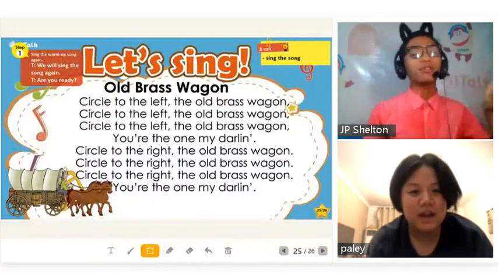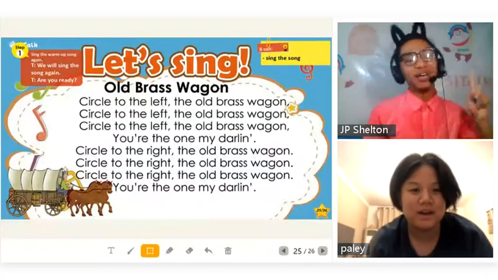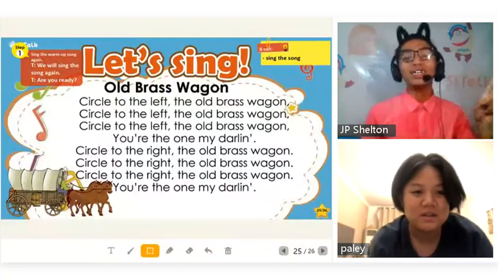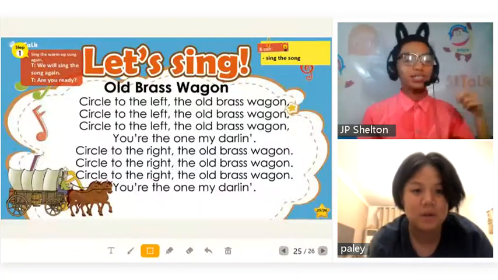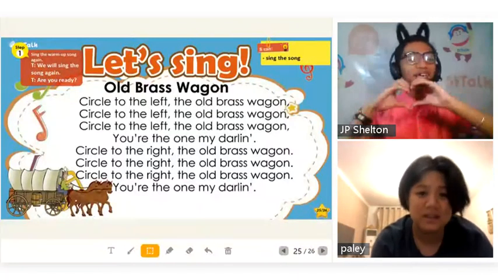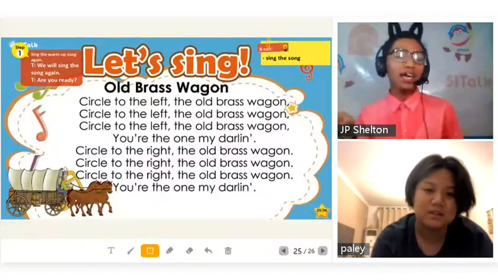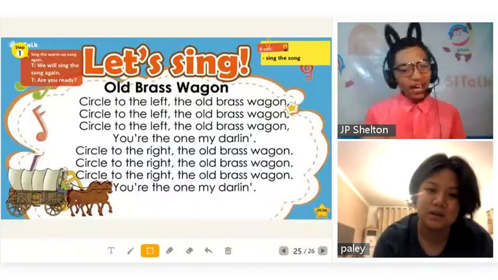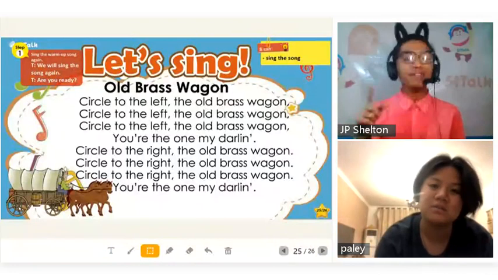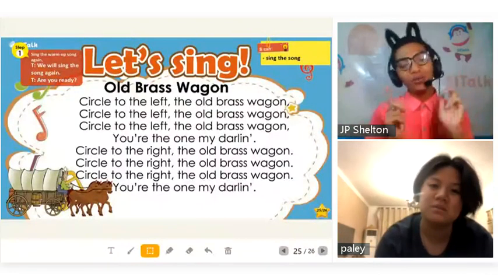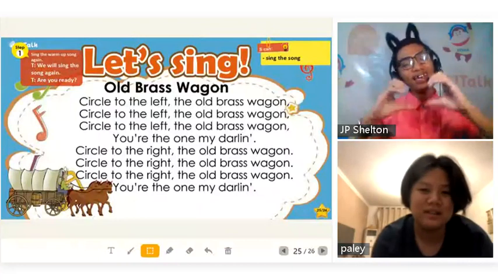Circle to the left, the old brass wagon. Circle to the left, the old brass wagon. Circle to the left, the old brass wagon. You're the one, my darling. Circle to the right, the old brass wagon. Circle to the right, the old brass wagon. Circle to the right, the old brass wagon. You're the one, my darling.